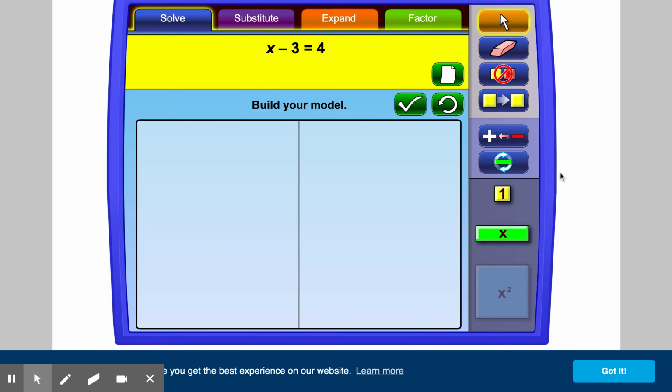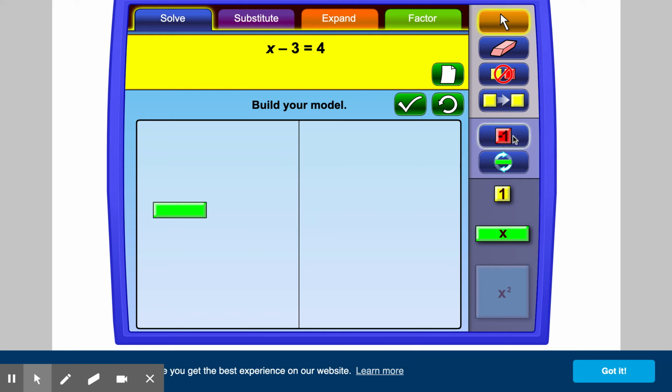Okay? So for the one that is on my screen right now, we have the number 1 and we have the x right here. So I have 1 positive x, so I'm going to move this over to here. And then it says -3. Remember, that means that it's -3. Okay, that's not 3 positive tiles. So these are positives when they're yellow.